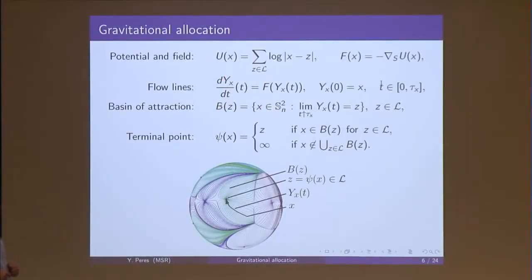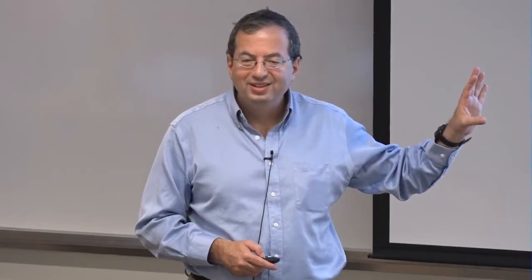Important notions for us will be the basin of attraction of every star, so all the points x that are mapped to z, to the star z. And then the terminal point psi of x, this limit, is just psi of x. So it's z if x is in B of z, and infinity if x is not in the domain of attraction of any of these stars. Any question about this definition? I mean, this is the star of today's show, or at least this hour's show.